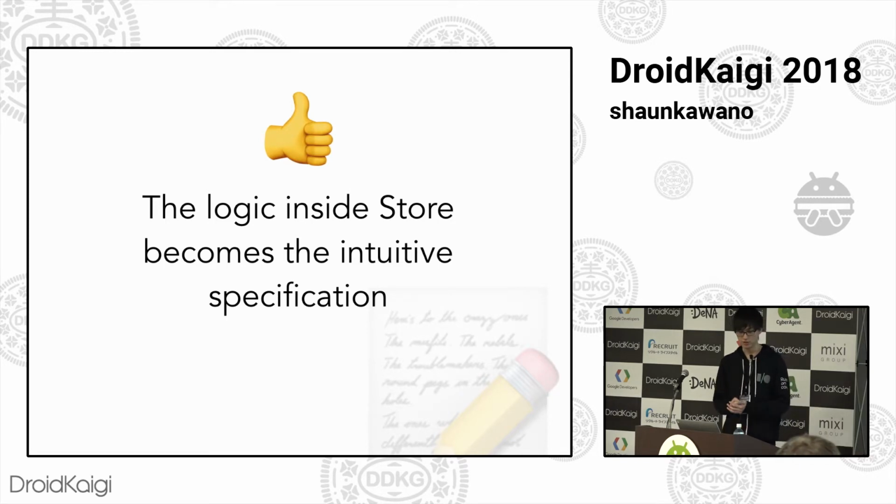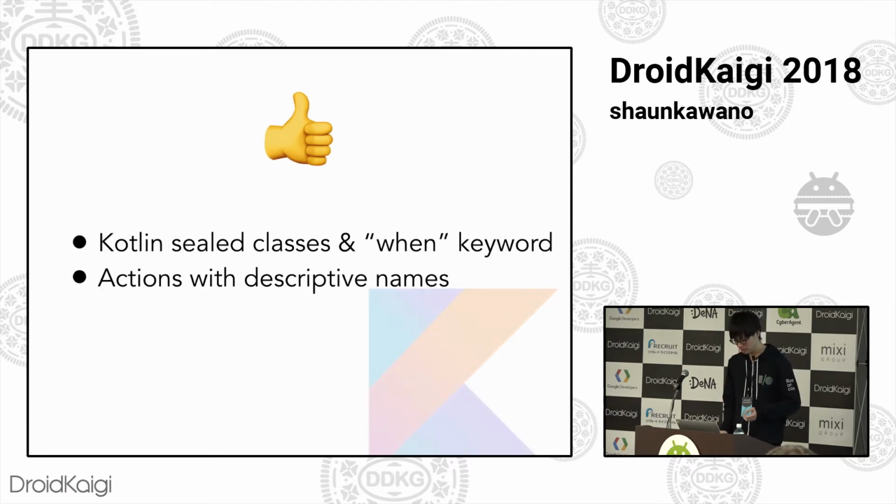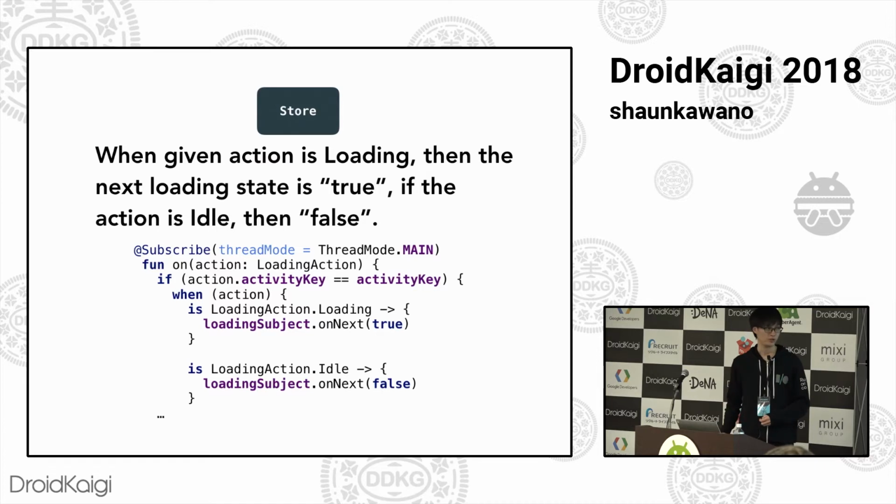And next, the logic inside the store becomes kind of the specification of your application by using Kotlin sealed class and when keyword, and if you name the actions with descriptive names. By reading the logic inside the store, you can tell how the app should behave. So just like we saw before, for loading action, when the given action is loading, the next loading state is true. If it's idle, then false. It's kind of easy to read, just like English.